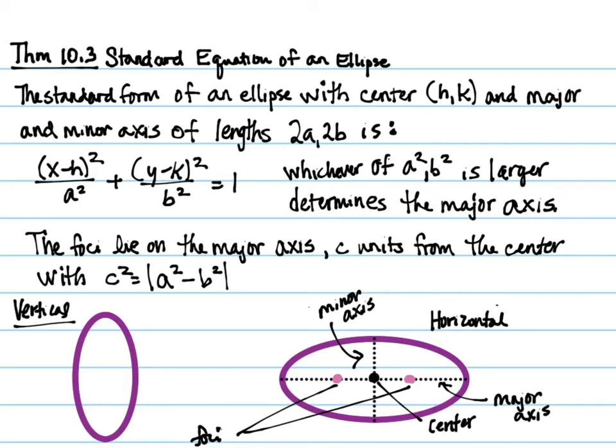So for a circle, a squared and b squared are the same. Yes. Everything that you guys know about circles is really just a special case of an ellipse. That's all it is, because you'd have ones in those denominators, right?